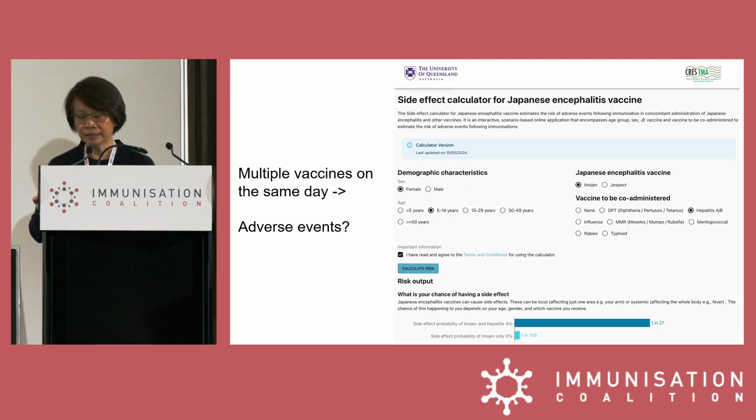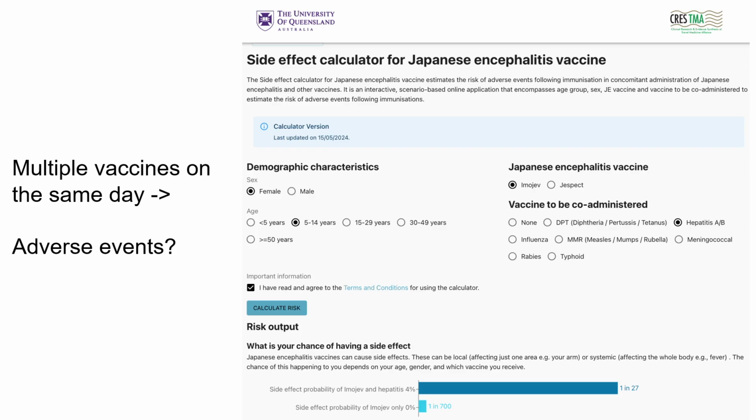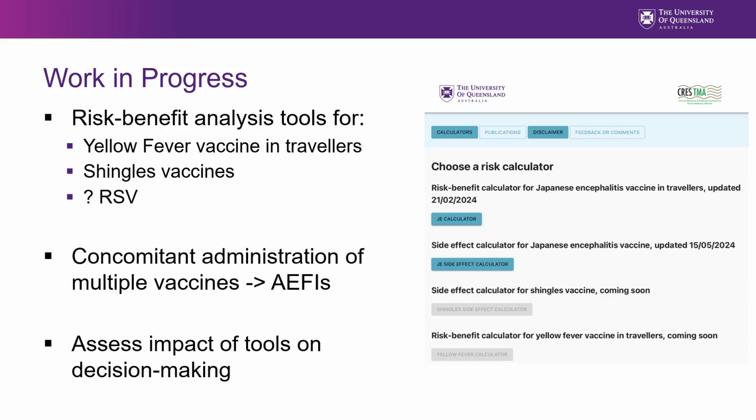with SmartVax data. And here's an example where if you just have the Imojev vaccine by itself, you have a 1 in 700 chance of having some sort of adverse event. But if you give it together with hepatitis A or B vaccine, it increases substantially. So this tool allows you to look at different combinations of vaccines, and we're doing something similar with the shingles vaccine. A few other things that we're working on: yellow fever vaccine for travellers, shingles vaccine. We're just starting to think about doing this for RSV, and also concomitant administration of multiple vaccines, and also assessing the usefulness and the impact of these tools for actual decision making.